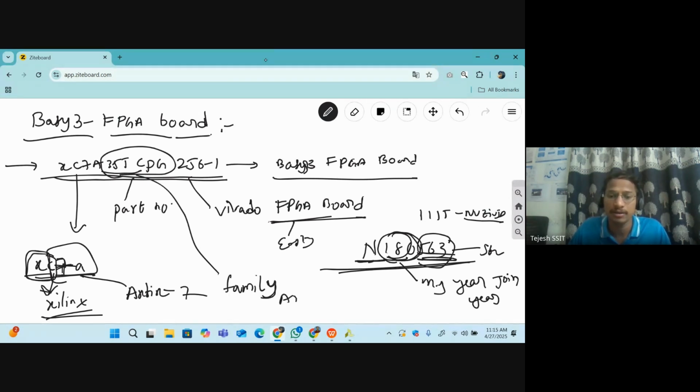Artix family part number. And this is the board number. This is the board identification number, like my student count. So that's it. Easy to identify. This is the main ID number.